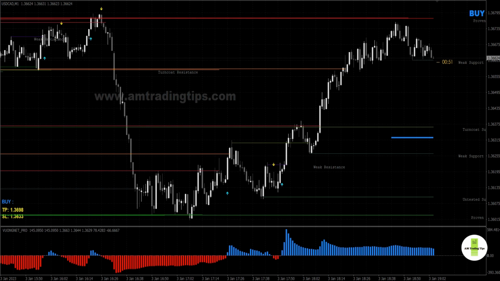Stop loss and take profit place according to the system guideline. Avoid trading during news release time. Best trading time: European sessions and New York sessions. This indicator system can be used on any currency pair.